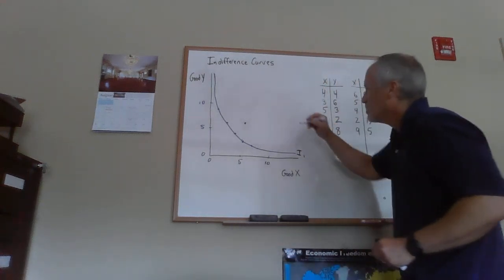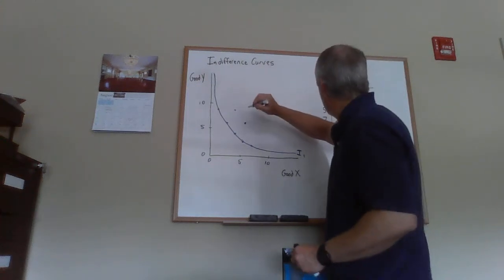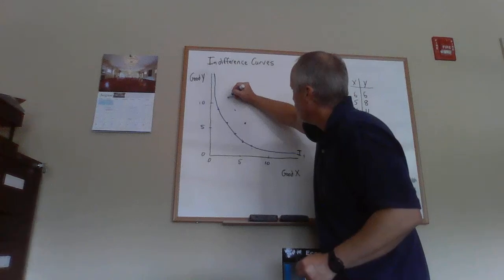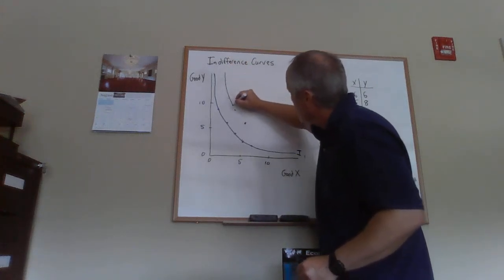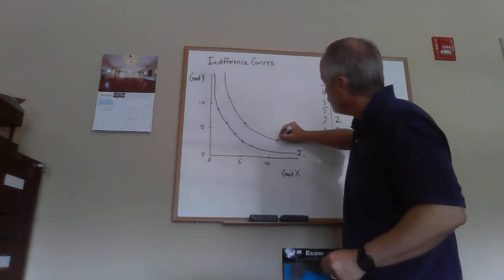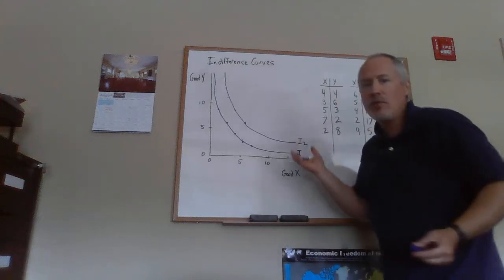And then we could trace out some other points, 5 and 8, that gives a point up here. And then 4 and 11 gives a point up here. And again, we plot all these points and then draw it out. We would get another indifference curve, and we'll label that one I2.